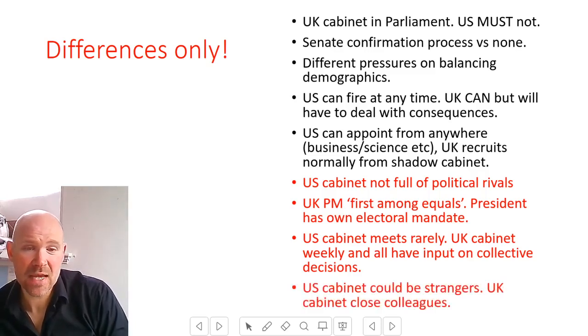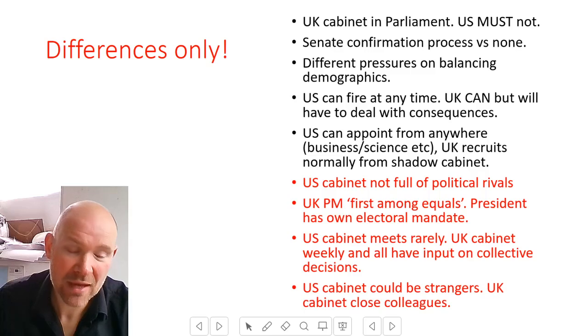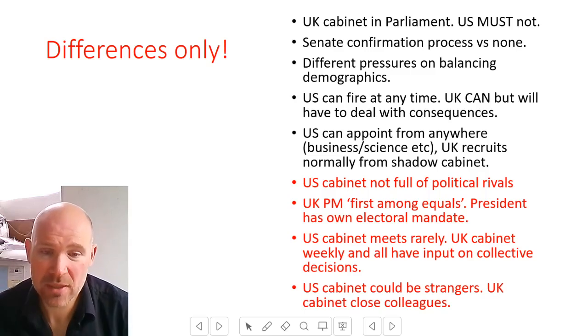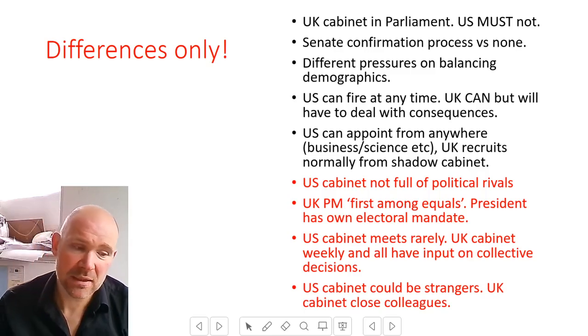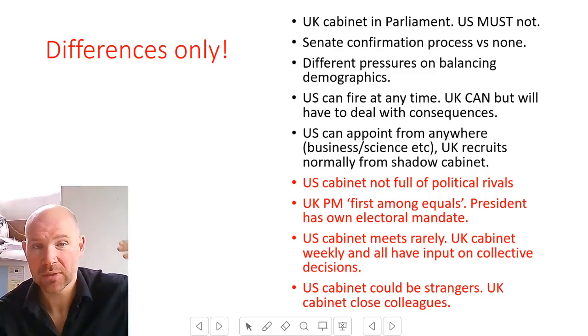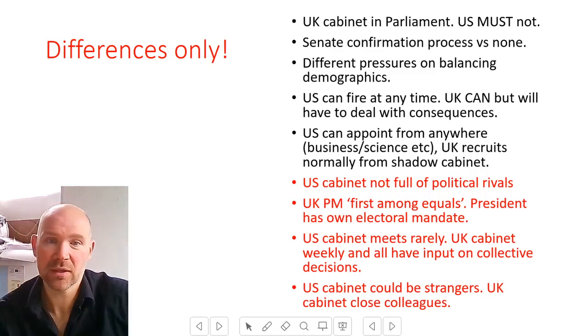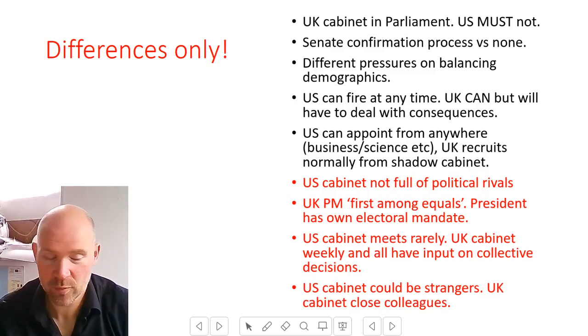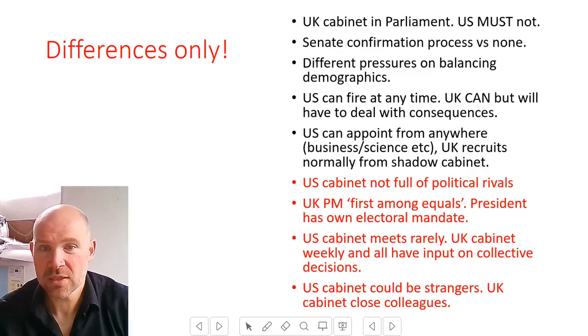And lastly, the US cabinet could be strangers. There was a famous story where Ronald Reagan didn't recognize his own housing minister, whereas the UK cabinet are all going to be close colleagues, and they're going to have known each other probably for many years in Parliament. And of course, the UK cabinet will have voted probably for that particular prime minister, which again will connect to things about different pressures on balancing the demographics and who he might choose or not choose to appoint, or who will fire, and so on. So there's lots to talk about there.